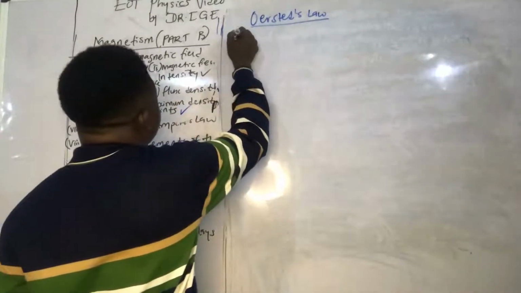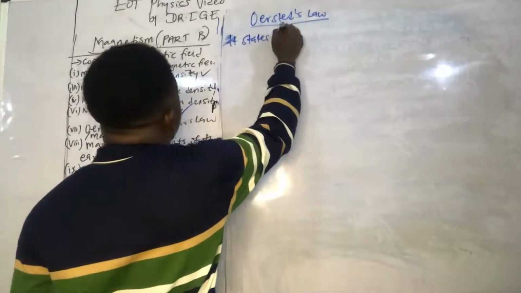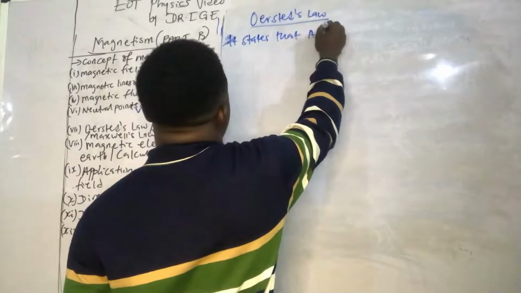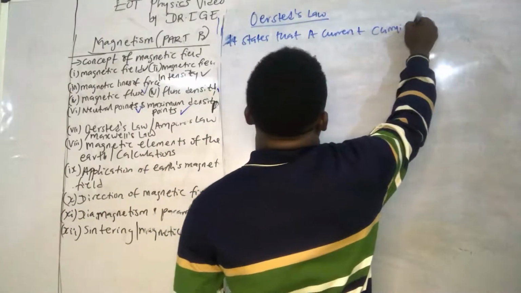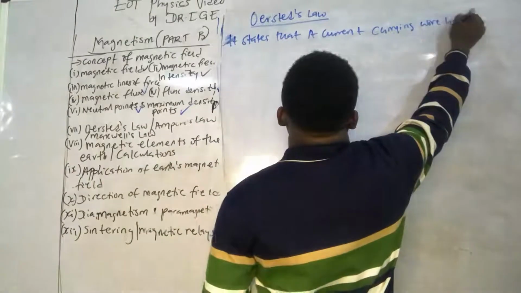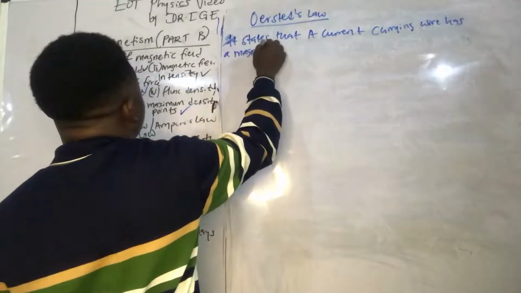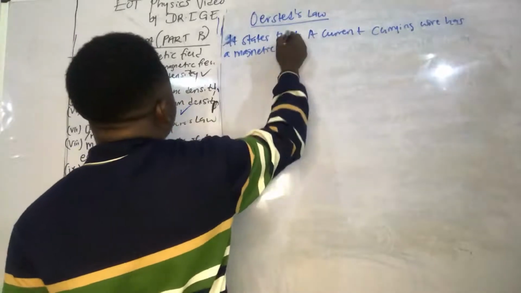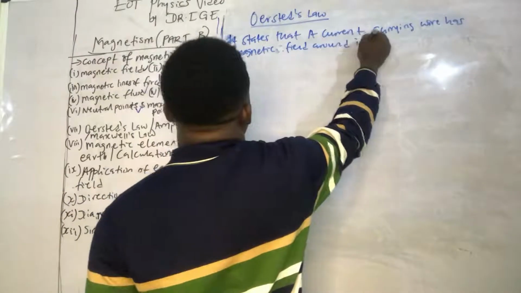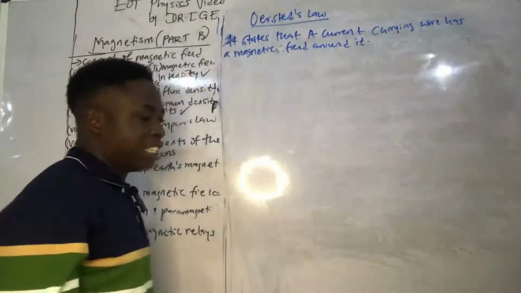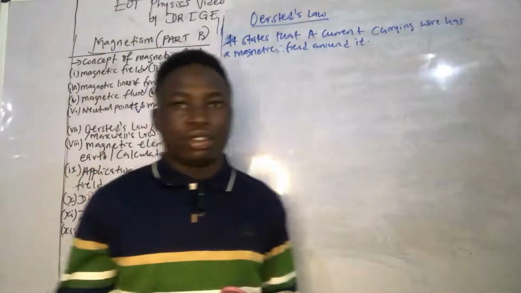This law states that a current carrying wire has a magnetic field around it. Okay, so it means if a wire is carrying current, it also has what? A magnetic field around it.